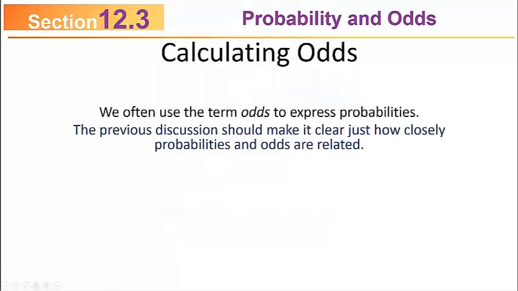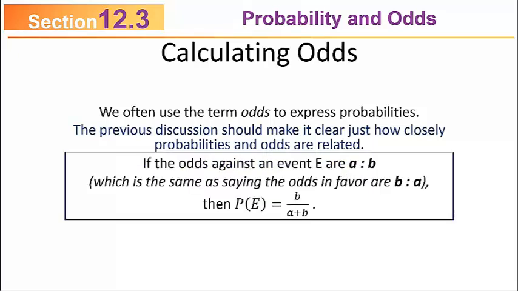I hope this discussion makes it absolutely clear just how closely probabilities and odds are related. You can freely go between those two things. You can say things in terms of probabilities. You can say things in terms of odds. One thing can be directly connected to the other. And here's how it actually works.